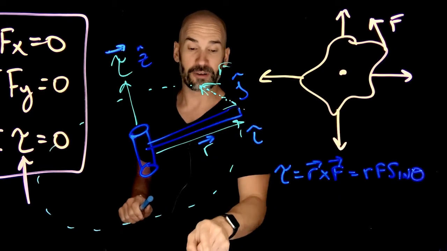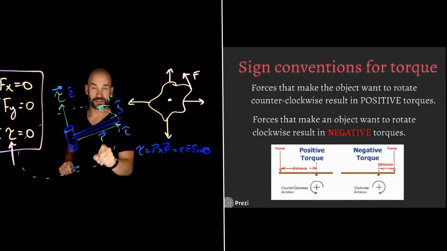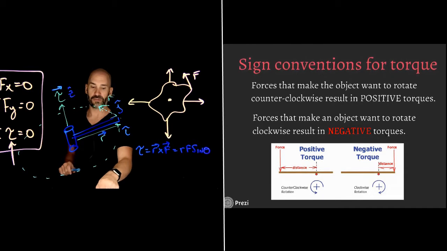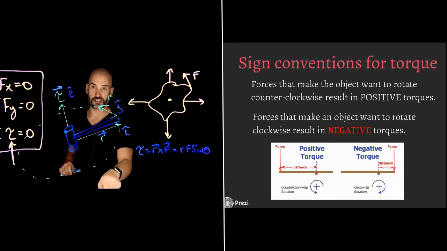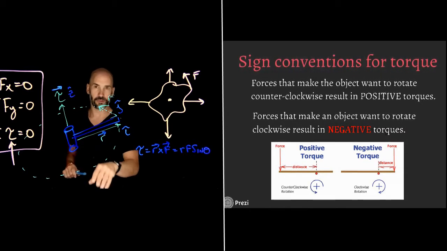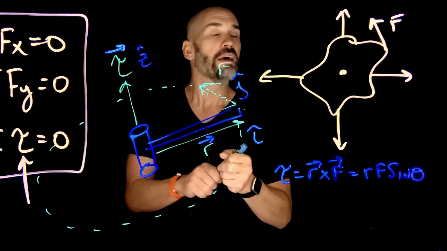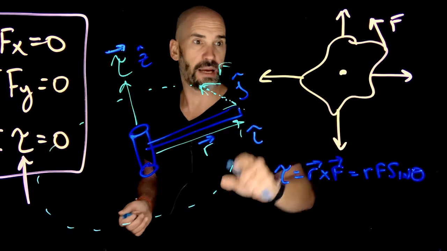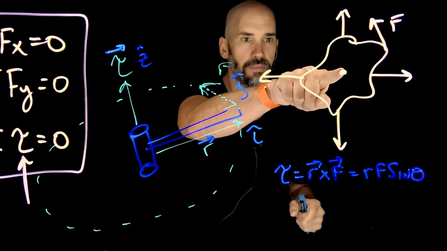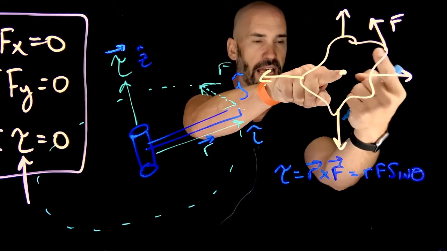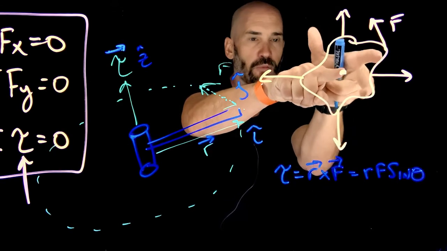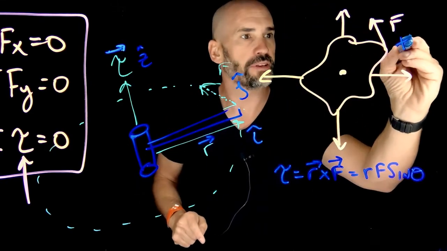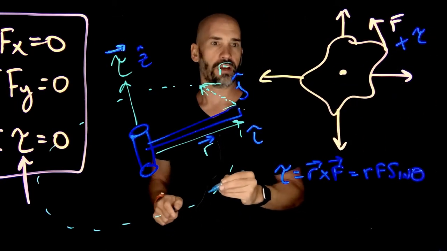And I want to point out in these slides that there's a mistake that I'm noticing right now. For forces that make an object want to rotate clockwise, that should be negative. So don't let that fool you, okay? So what direction would this be, a positive or negative torque, this force acting on this object? Well, if this is my axis of rotation, and I have a force here, this guy would want to move counterclockwise. That would be a positive torque, okay?